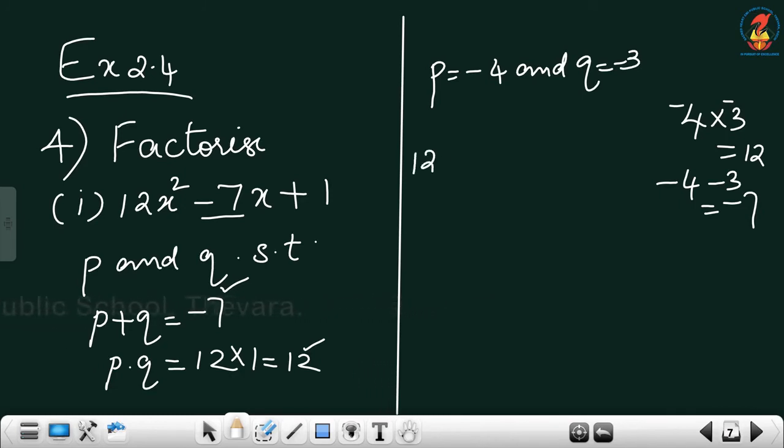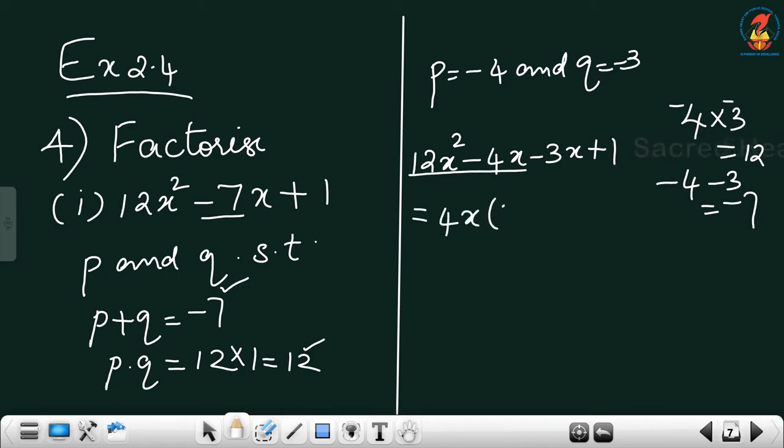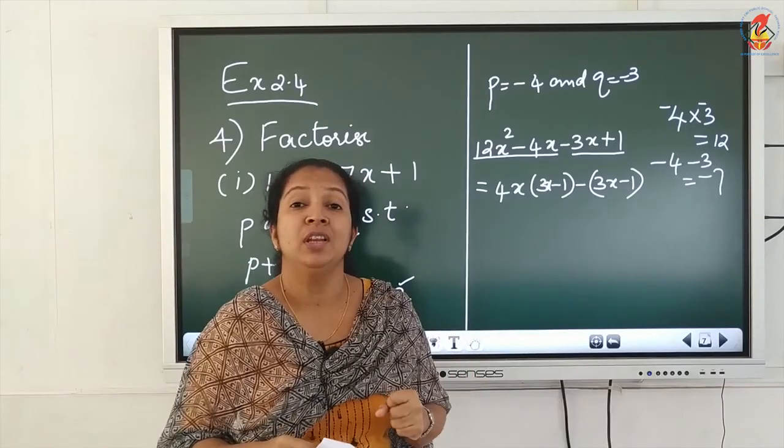So we can split the middle term: 12x square minus 4x minus 3x plus 1 equal to, take out 4x from these two. So 4x into 3x minus 1. Here negative, so we have to take the negative sign out. So it is 3x minus 1. We are taking the negative sign from here. So when you take the negative sign, negative and negative become positive. So when you take one negative from here, one more negative sign will remain there.